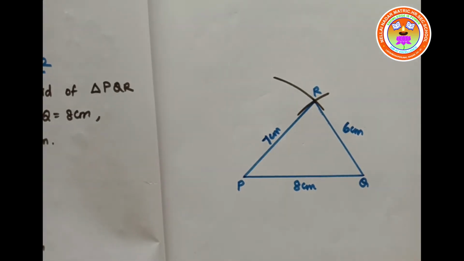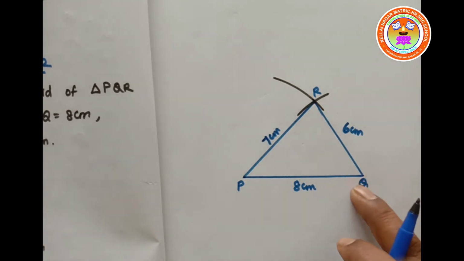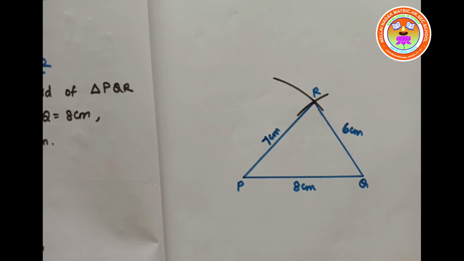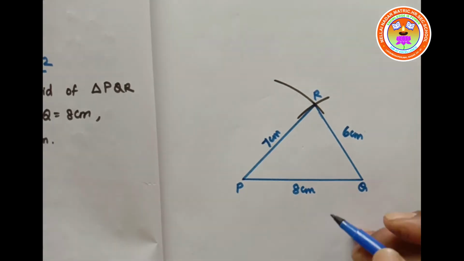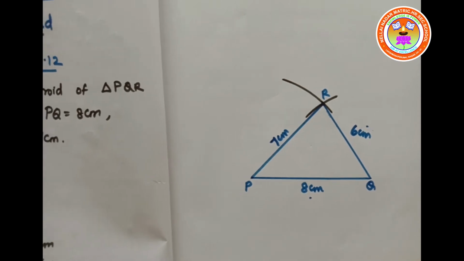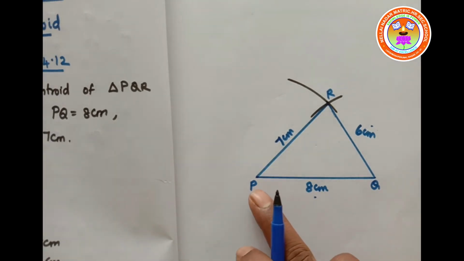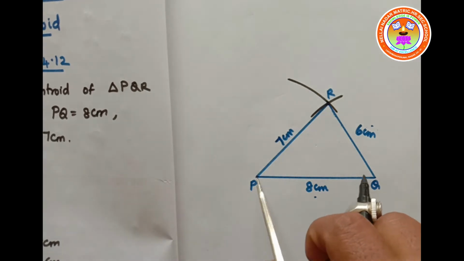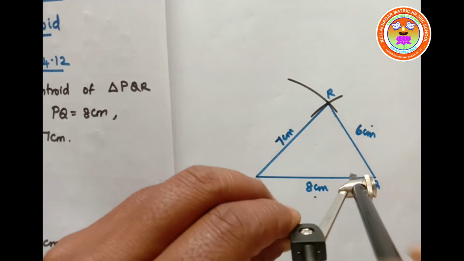Now construct the perpendicular bisector of any two sides. So totally 3 sides we have, PQ, QR and PR. You construct for any 2 sides. So we'll take PQ and QR, to find the midpoints M and N of PQ and QR. First you are going to find the midpoint of PQ. Take the compass, and take more than half.